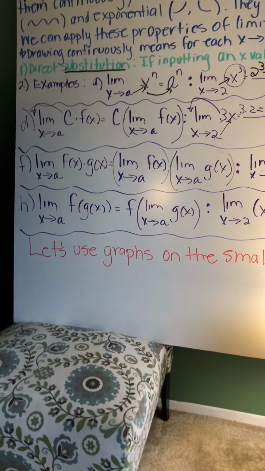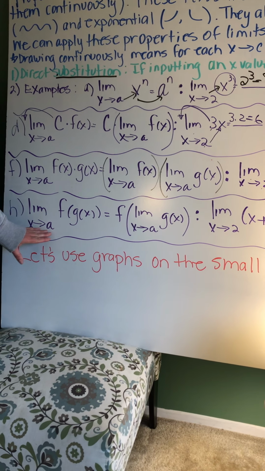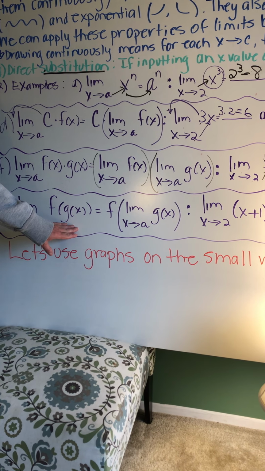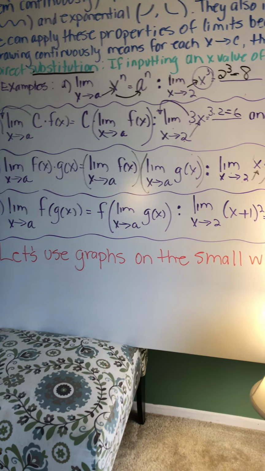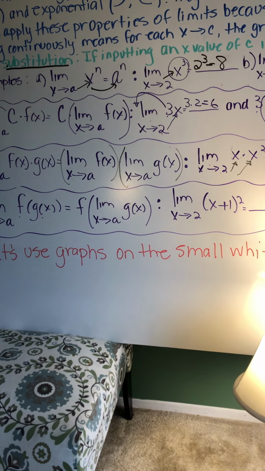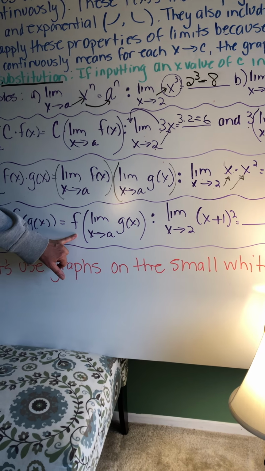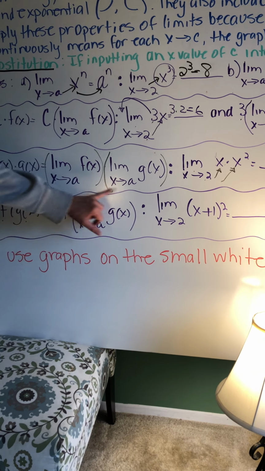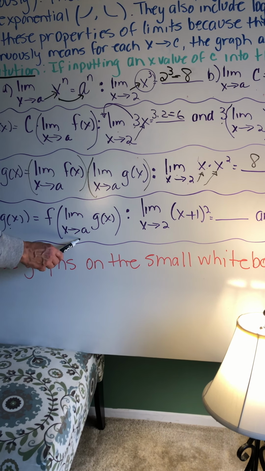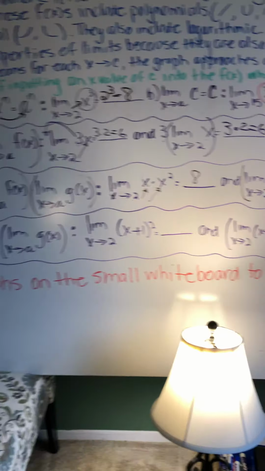So if you remember composition of functions, if you have the limit as x approaches A of one function composed of another, what you can do, notice f is the outside function, g is the inside function. What you can do, keep the f on the outside and take the limit of the inside function, and these two expressions will be equal to each other. Let's take a look. Last one.